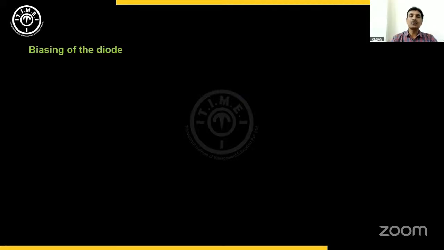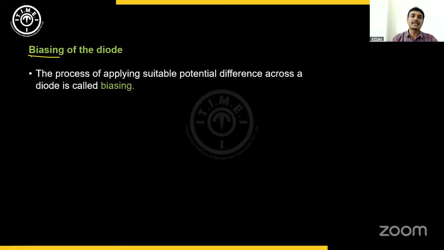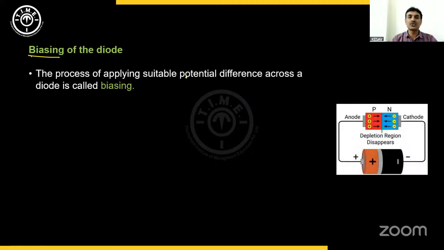Now, coming to the ways it can be connected in a circuit, that is called biasing: how a battery or power supply is connected to the diode. There are two ways of biasing, forward bias and reverse bias. Let us see what biasing is. The process of applying a suitable potential difference across the diode is called biasing.